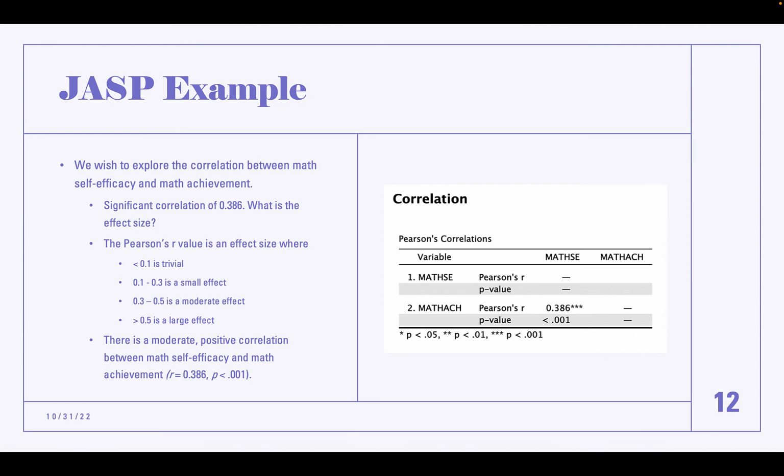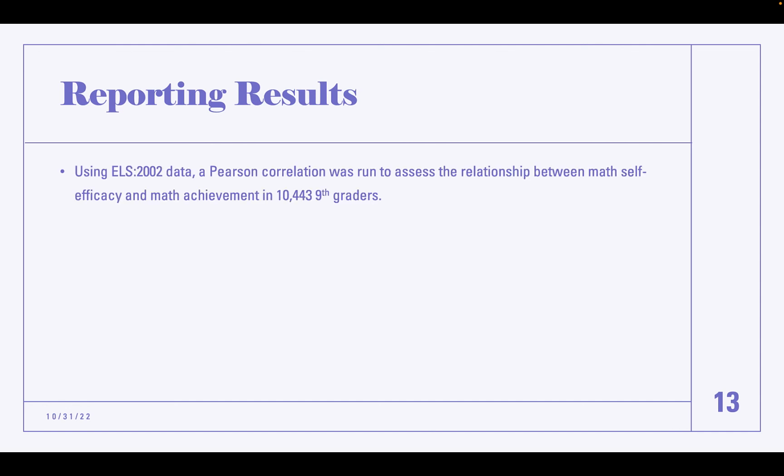And we see that the p-value is less than 0.001. So we can say here that there's a moderate positive correlation between math self-efficacy and math achievement, and we would report that R and p-value. All right, so just to go through reporting the results as we start thinking about APA format and the paper at the end of the semester.